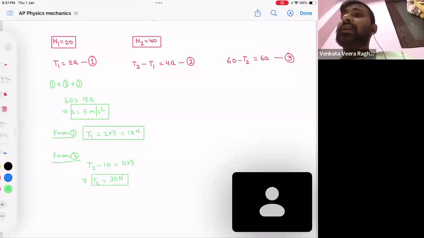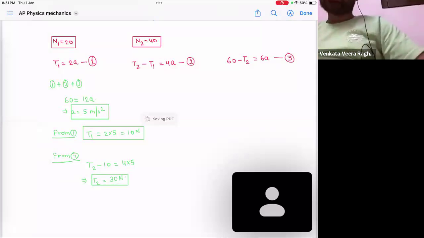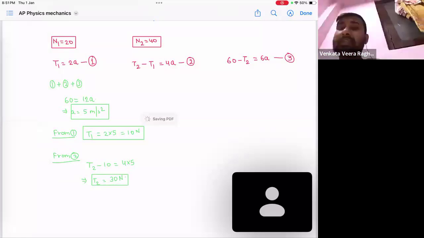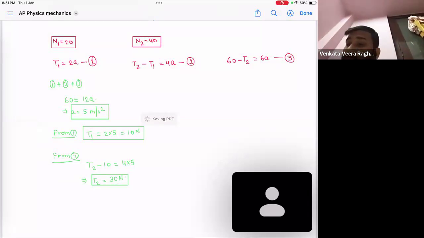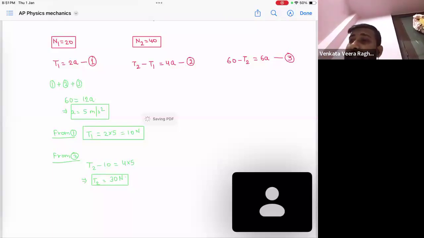Understood? So these are the situations where in one direction we have equilibrium and in the other direction we have accelerated motion. Okay, please tell me. Whenever you see a situation where one direction is equilibrium and the other direction is acceleration, we should apply the equilibrium condition for the given direction and then the accelerated condition. Please tell me, clear up to this?